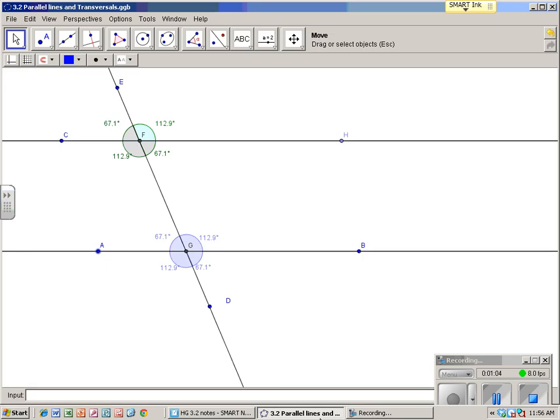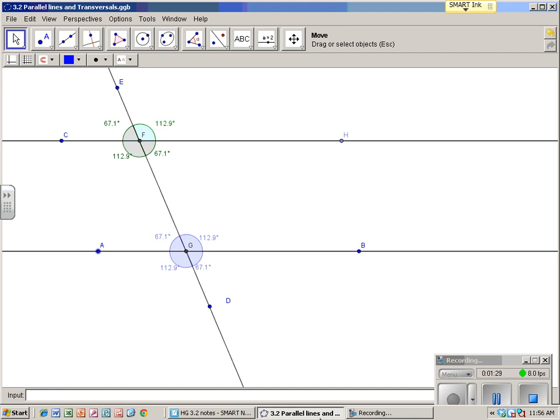Okay, so we have two parallel lines. Line CH, that top horizontal line, and line AB, the bottom horizontal line. Those are parallel to each other. Line ED is the transversal. And you can see I've measured a whole bunch of angles here, all four angles at each of the intersections of the transversal and the other two lines.